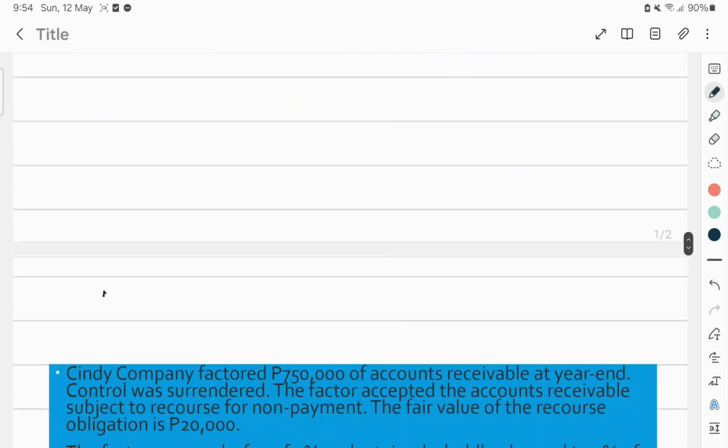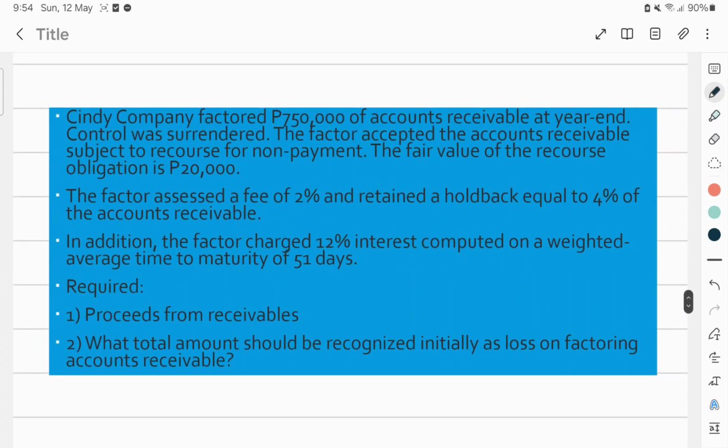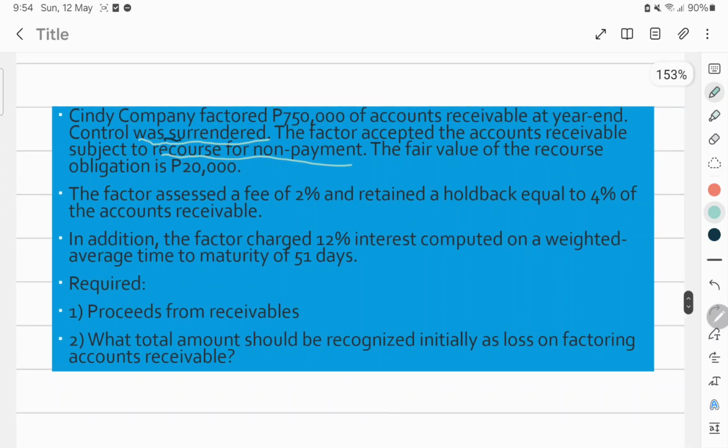Ibig sabihin, it is just a casual sale. Okay, another problem here. Cindy Company factored 750,000 of accounts receivable at year end. Control was surrendered. Take note of this, class. Control was surrendered. Ayan. The factor accepted the accounts receivable subject to recourse for non-payment. Okay. So expect that we will have recourse liability here.